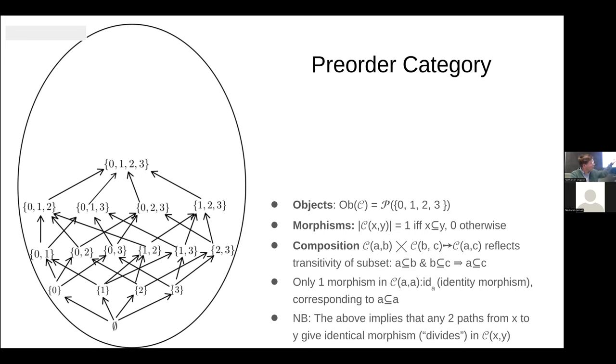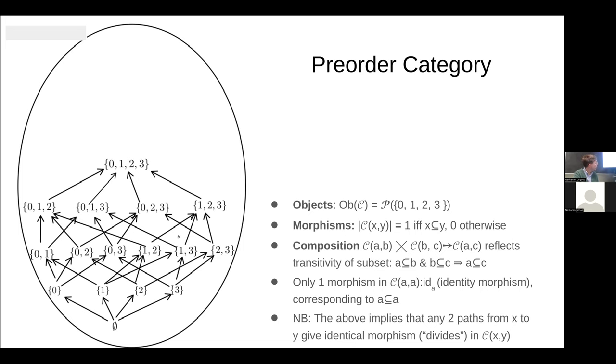And what is a mapping? What's the flavor of a mapping between preorder categories? So in a word, what is it? It's a certain type of map. It's an order preserving, a monotone map. What do I mean by a monotone map? Can anyone say? What does it mean that it's monotone?